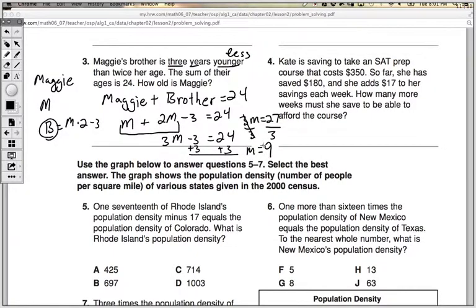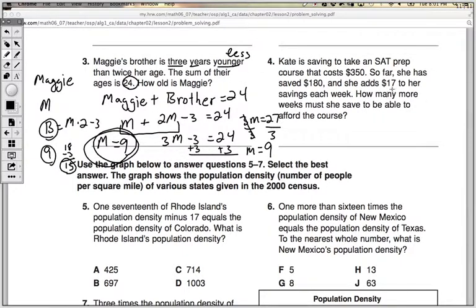Okay, so this one, I think, is totally worth double checking because there's a lot of stuff going on. So let's see, if Maggie is 9, and if you were to double that, so 2 times 9 would be 18, and then subtract 3, that would be 15. So then her brother would be 15. If we put those together, do we get 24? You better believe it, 9 and 15 make 24. So that means Maggie is 9 years old. Sounded like she was a lot older than that.